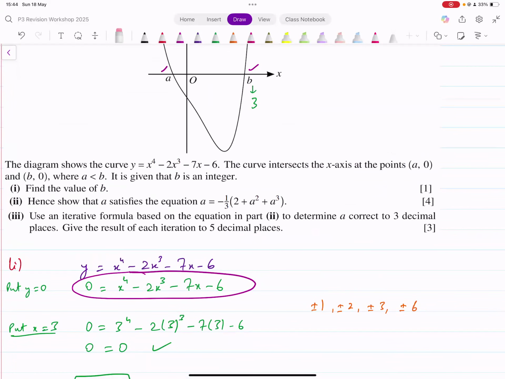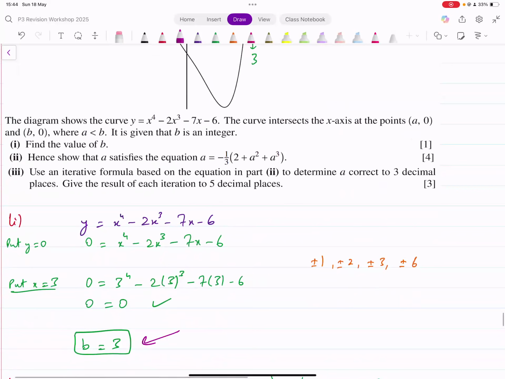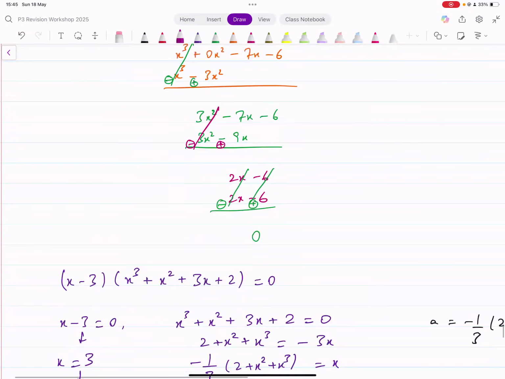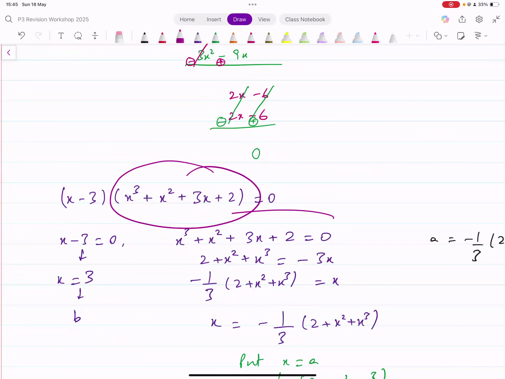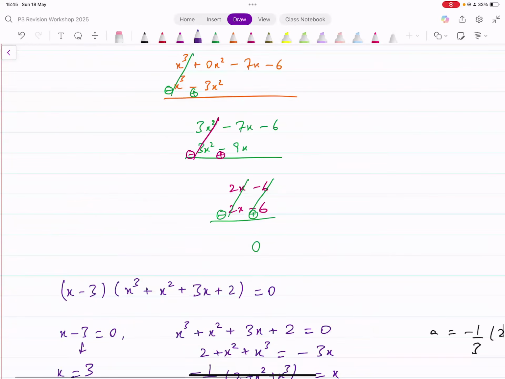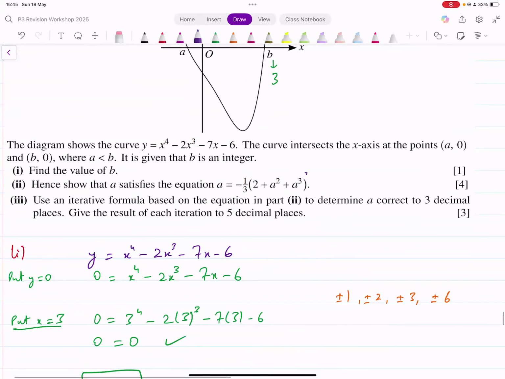Now, in the first part, we found one solution, and that one solution was x equals 3. If you know one solution of a polynomial, how do you find the others? Using polynomial division, right? If x equals 3 is a solution, we can say x minus 3 is a factor. Do long division, find the other factor, that's this. And then you put this other factor equal to 0, and that is going to give you the other solution. Okay? They are saying, show that a satisfies this equation.